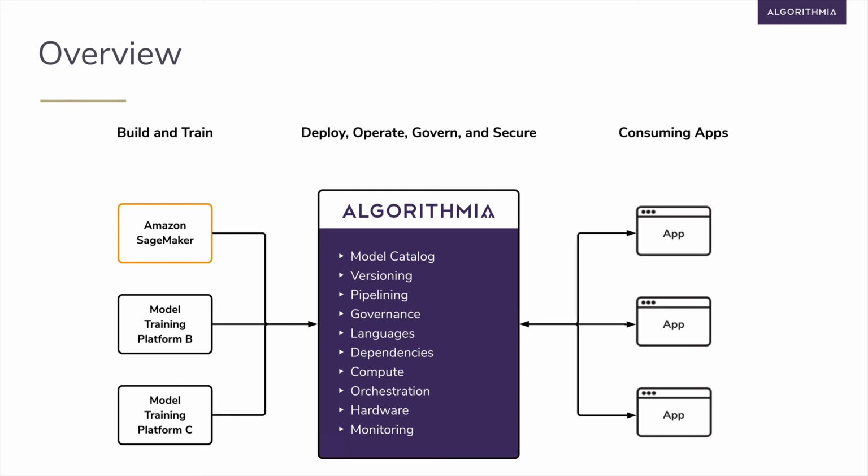The integration examples that we just discussed showed how data scientists can use SageMaker to build and train models, then deploy those models to Algorithmia, which handles the deployment, operation, governance, and security of models across your organization.